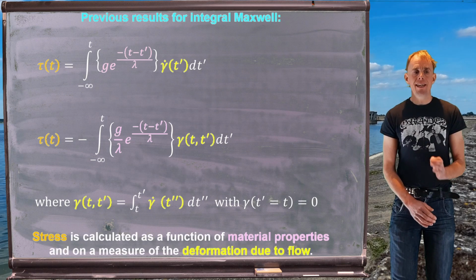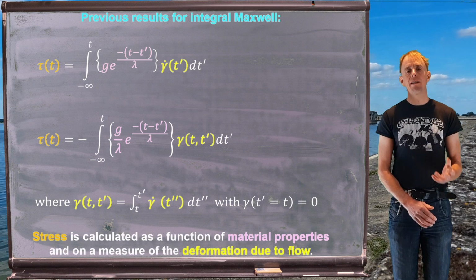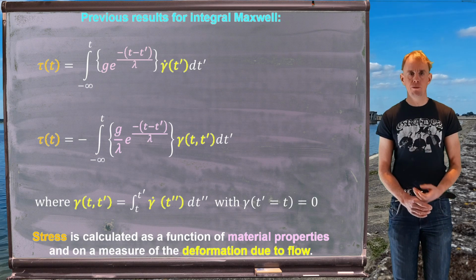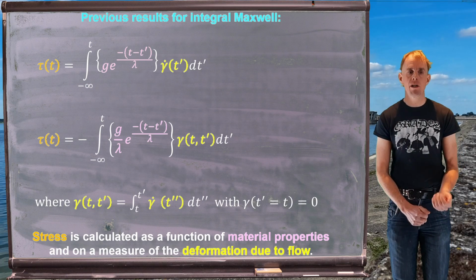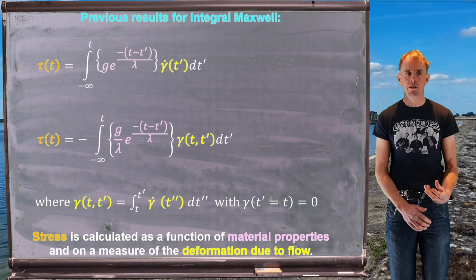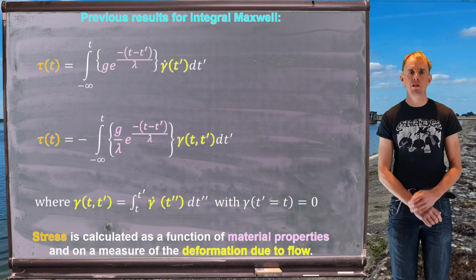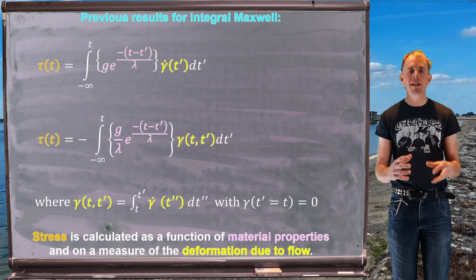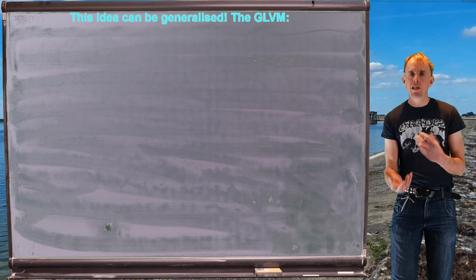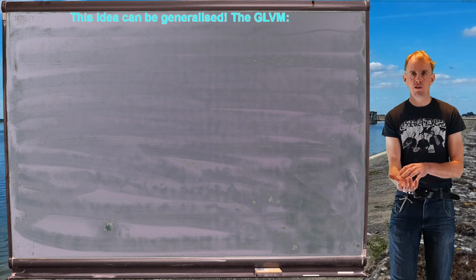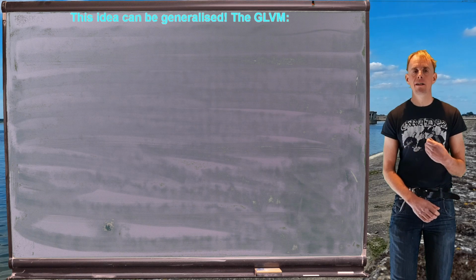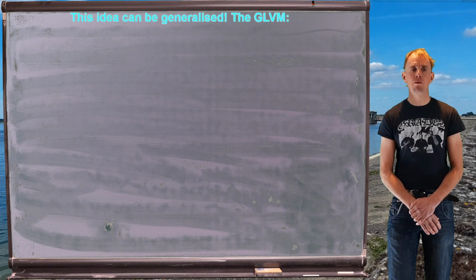So the key here is that stress is calculated as a function of two things. Stress depends on a measure of the deformation due to flow, those quantities in yellow, the strain rate and the strain. But of course, stress also depends on the nature of the material, and so all the material properties, written on the board in pink, are grouped together to make that explicit. Now, this idea of separating out the deformation due to flow terms and the material property terms can be generalized, and that is where we get our generalized linear viscoelastic model from.